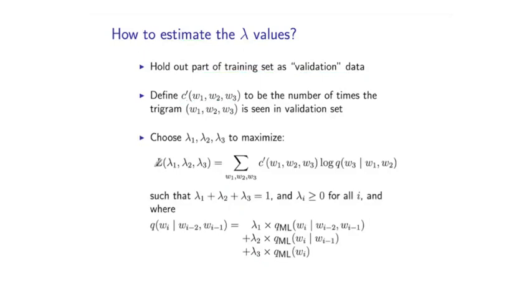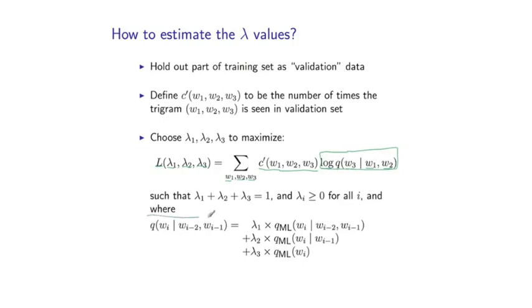We're going to define a function L, which is a function of our three parameters, which basically measures how well our model fits the validation data. So L is defined as follows. We have a sum over all trigrams w1, w2, w3, and then here I have C primed. So this is going to be the number of times this particular trigram is seen in the validation data. Many of these counts, of course, are going to be 0. And then over here I have log of q of w3 given w1, w2. So this is my parameter estimate for this particular q.